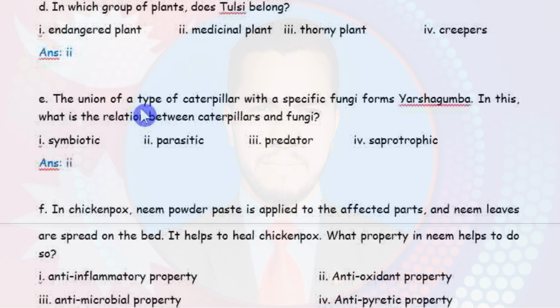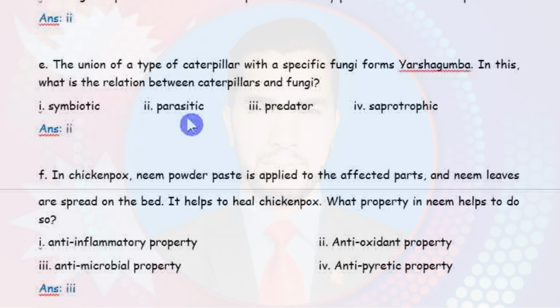The union of a type of caterpillar with a specific fungi forms Yarsa gumba. All of us know what is Yarsa gumba, I think so. In this, what is the relation between caterpillars and fungi? Some people say fungi, but I pronounce it as fungi. The union of a type of caterpillar with a specific fungi forms Yarsa gumba. So what type of relationship is there between caterpillar and fungi? The correct option is option number 2, parasitic.